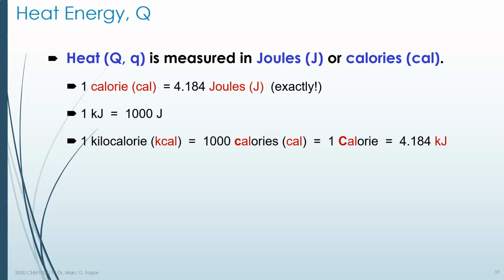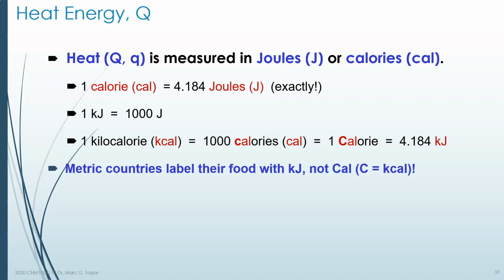And what this means is that a joule is about a quarter of the size of a calorie, and a kilojoule is about a quarter of the size of a kilocalorie, but a kilojoule is about a quarter of the size of a big C calorie. So be careful when you're using these units.